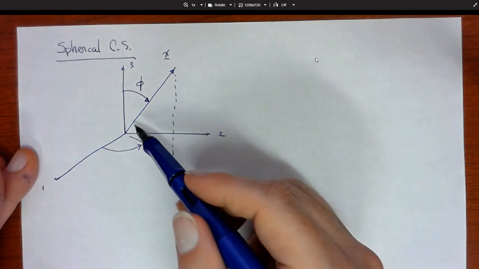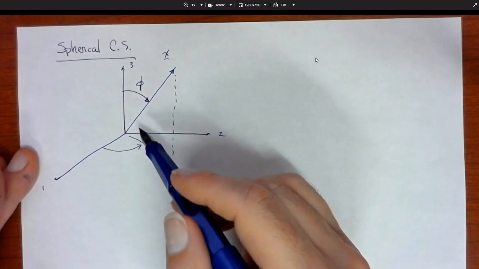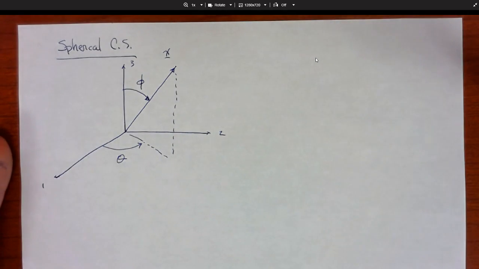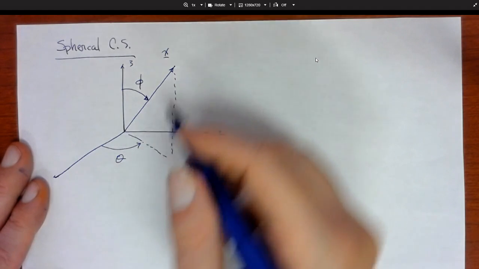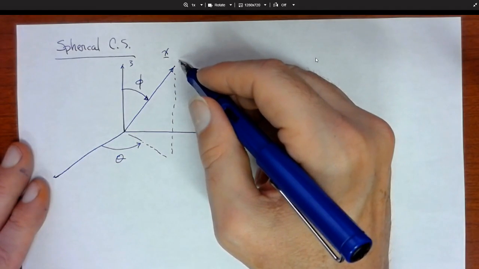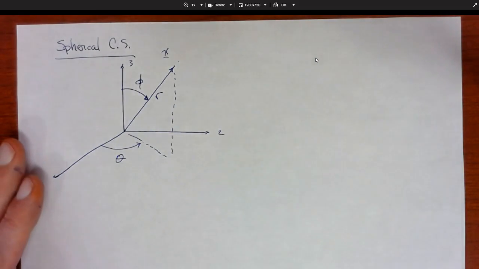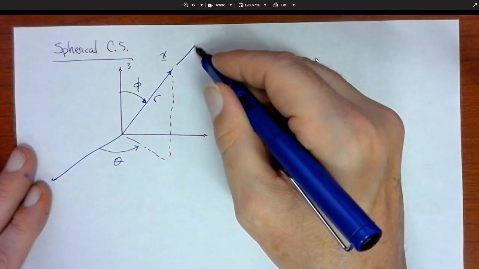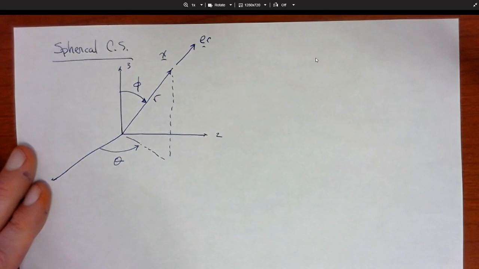And then also, the plane formed by the position vector and the E3 axis, this plane has an angle of theta, just like in the cylindrical coordinate system. But ER, instead of being in this direction, is actually going to be in this direction. So this is the radial direction. Okay? So that is the radial direction. And so the corresponding unit vector is going to be, that's the ER vector.